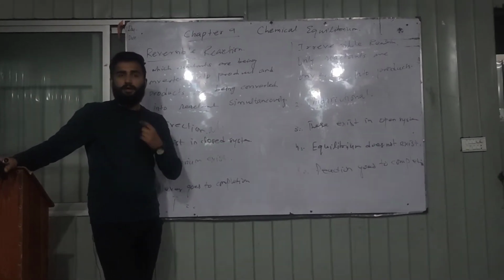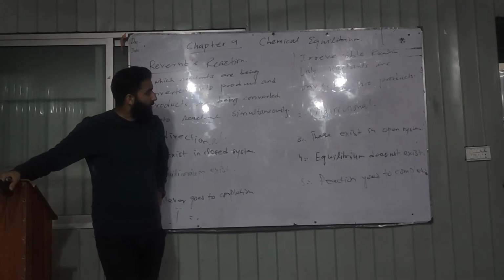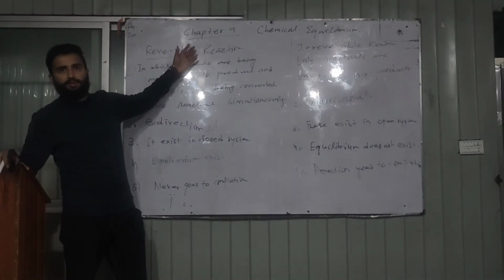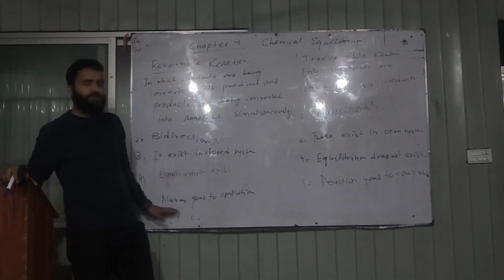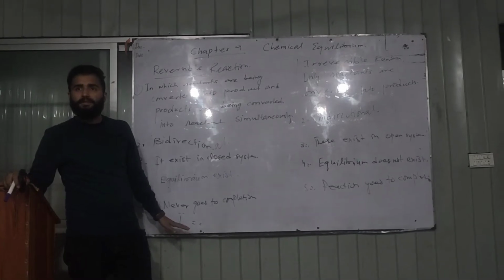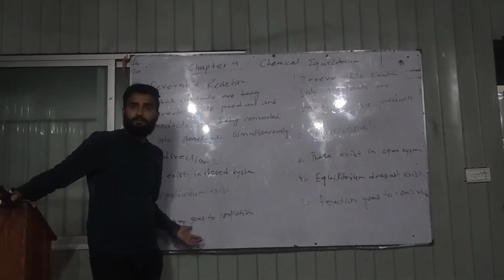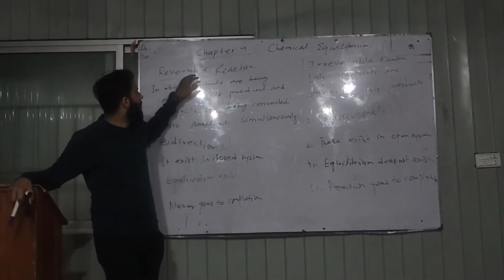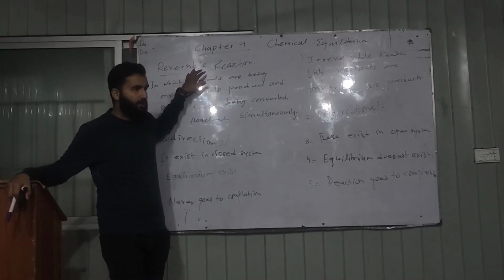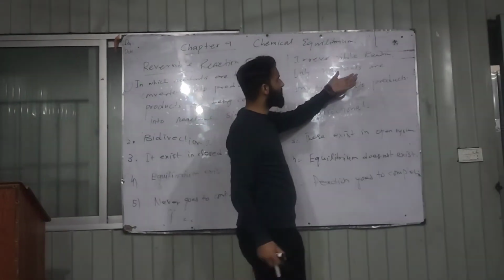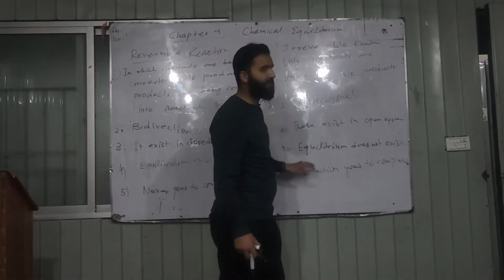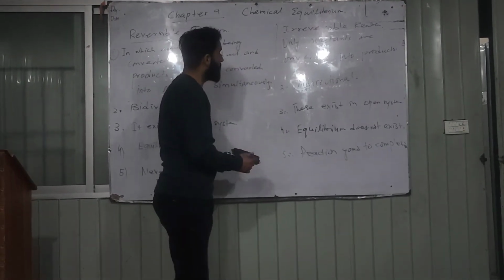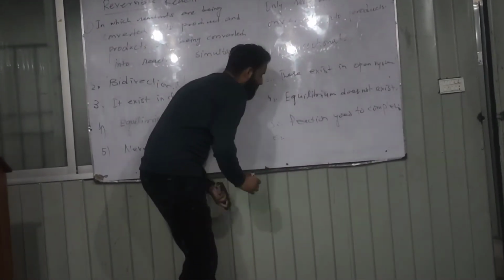If I ask you to give characteristics of a reversible reaction, then you can write the reversible reaction definition and all these characteristics, and then the example itself. If I ask you to write characteristics of an irreversible reaction, then you have to write all these characteristics and discuss with an example. So here is an example of an irreversible reaction, that is number 6.